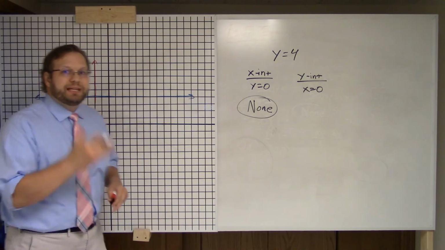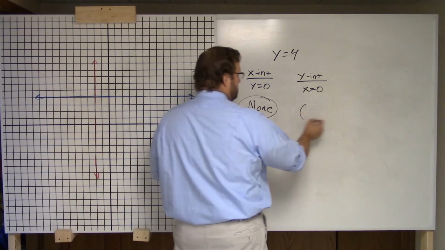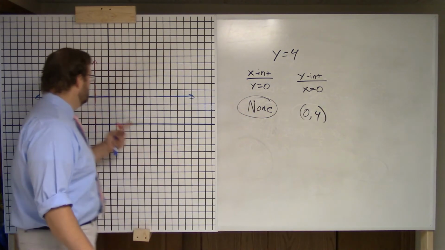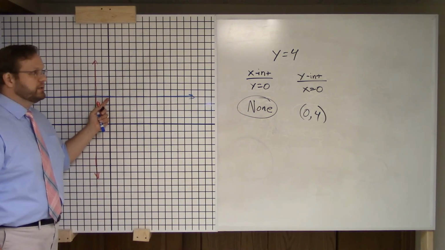For the y-intercept, the x has to be 0. Okay, that's fine. The y has to be 4. And I get 0, 4. And that's where I'm crossing the axis here.